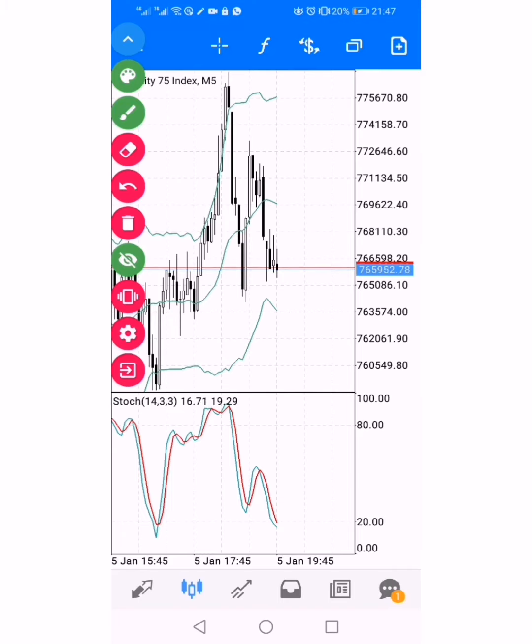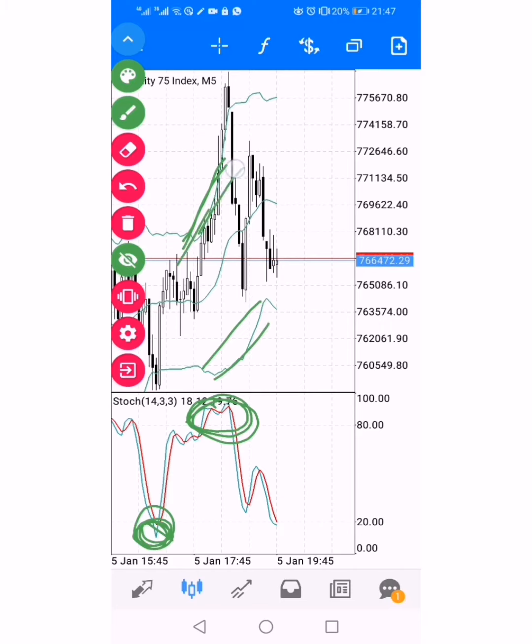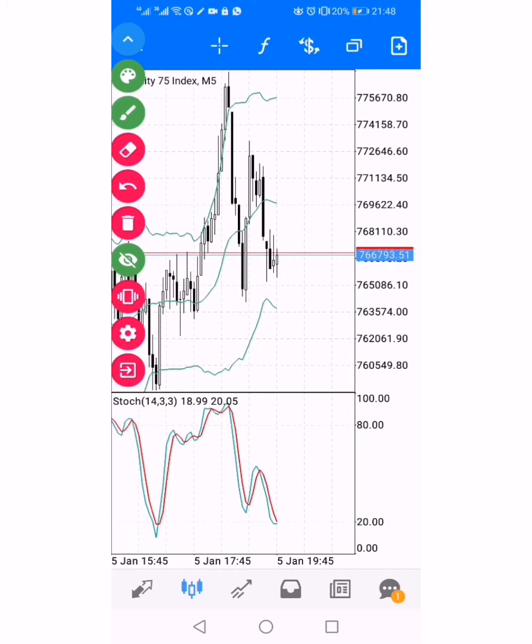Let's discuss what we need exactly to see an entry. So you wait for price to be either overbought or oversold, and then you also wait for price to reach the Bollinger Bands. And you don't just enter because price is at the Bollinger Band or anything like that. And this is what I mean. Here's a very clear example of what I mean.